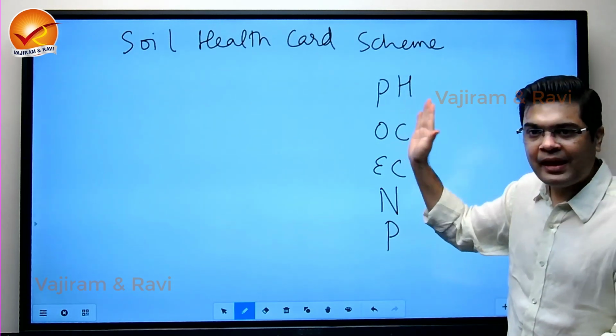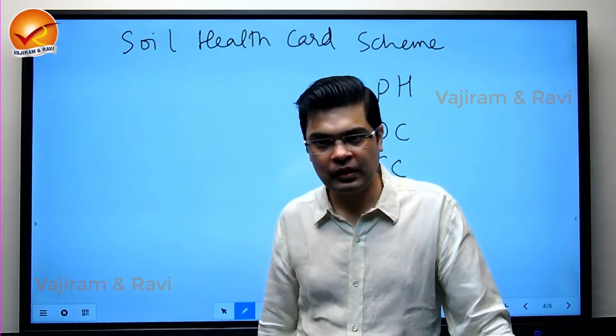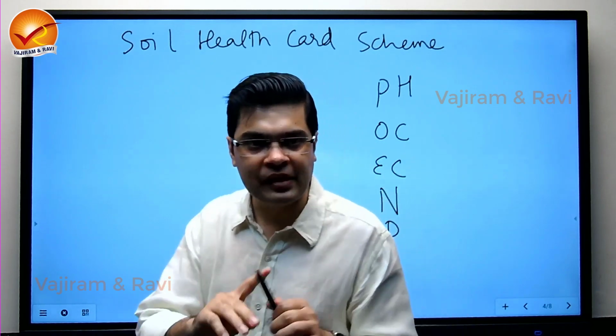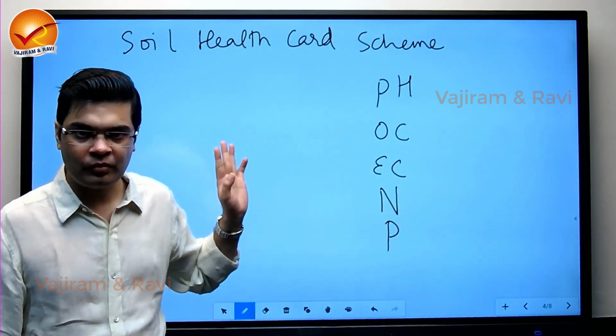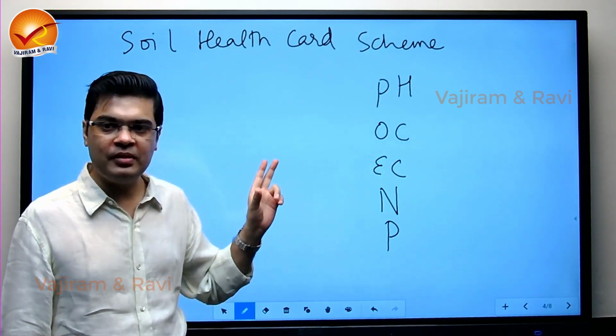Based on this analysis, a report is given to the farmer. That report is known as the soil health card. Based on the analysis on 13 parameters, a card is given to the farmer, that is soil health card.